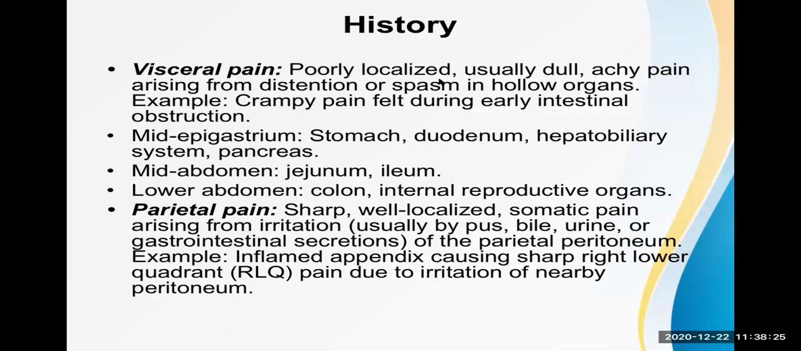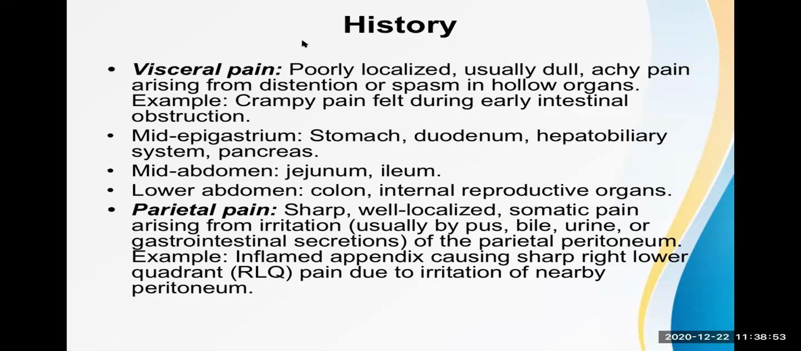Now we are talking about the history in case of acute abdomen. So we need to find out whether this is a visceral pain or parietal pain. What are the differences between them? Let's talk about it. Visceral pain occurs from the involvement of visceral organs or because of involvement of the visceral peritoneum, the visceral layer of the peritoneum.